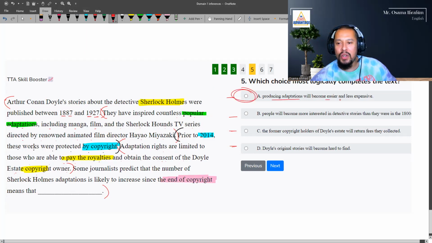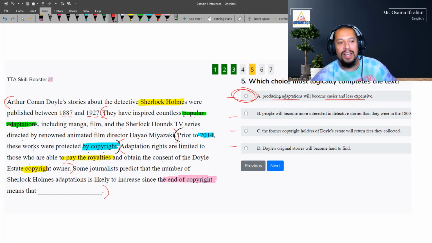Producing adaptations will become easier and less expensive. Look at all of the ideas. Answer A is the embodiment or the result of all of that. Sherlock Holmes was published, it was popular, it was copyrighted, copyright costs money. If you remove the copyright, then you'll pay less money.